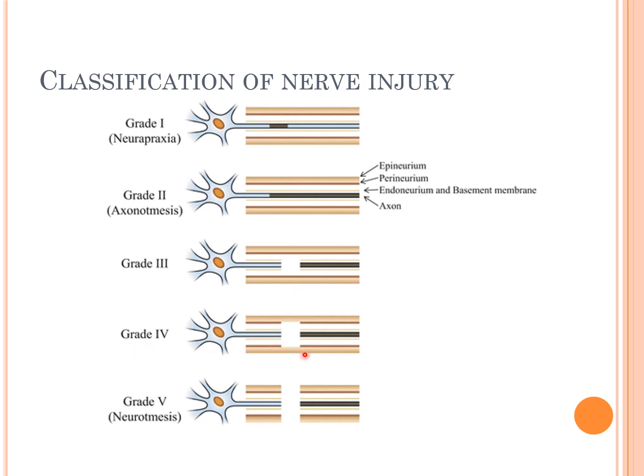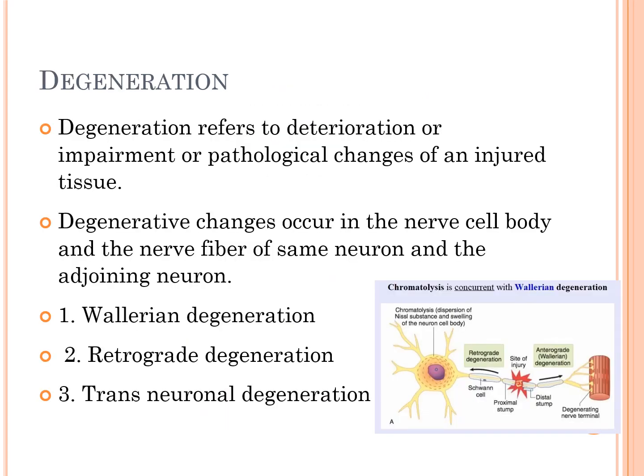And in fourth degree, the endoneurium and perineurium both are disrupted, whereas in fifth degree, all the three layers are disrupted, where the nerve continuity is not there. So these two grades of nerve injury require surgery. Regeneration is not possible in this type of nerve injury. So this is about nerve injury.